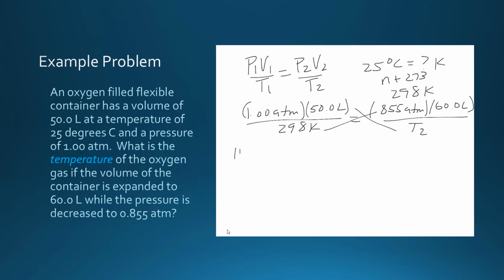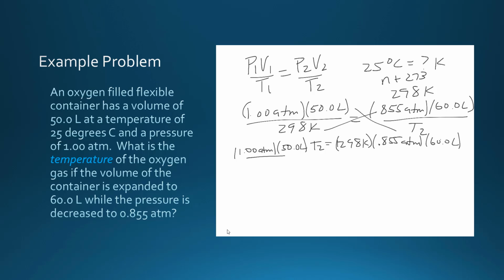I'm going to cross multiply in order to get rid of this fraction. And then using algebra, we'll be able to solve for T2, the final temperature. Notice that as you cross multiply, I'm keeping track of all of the labels. This will help me at the end to make sure that I have the problem set up correctly.